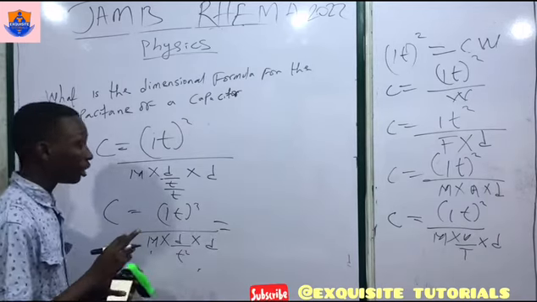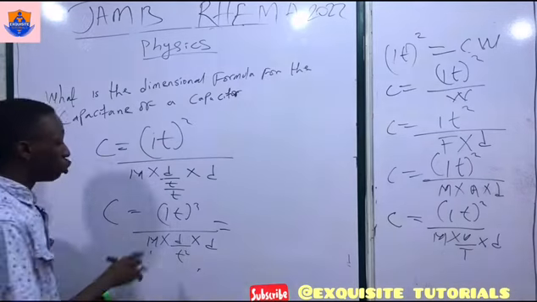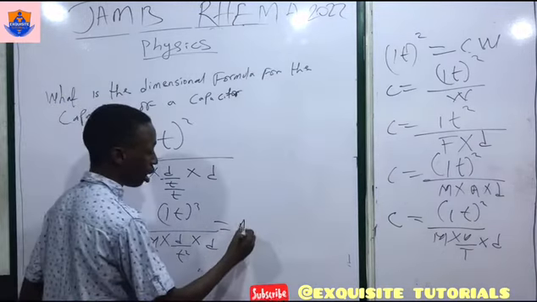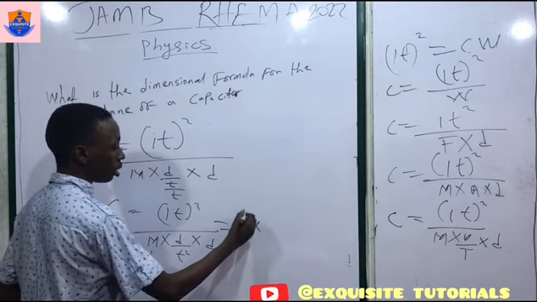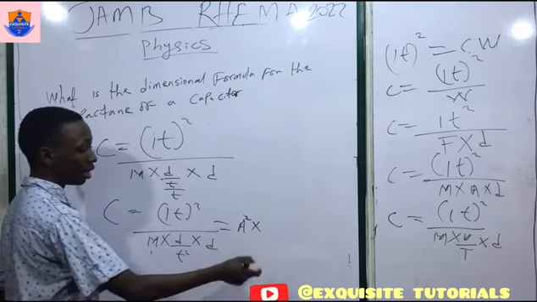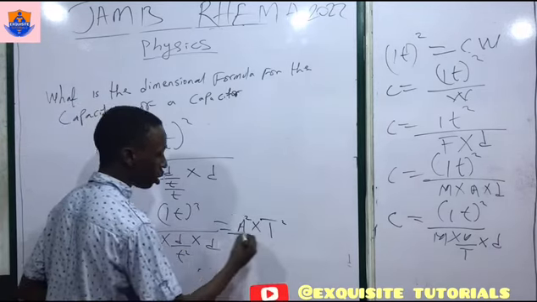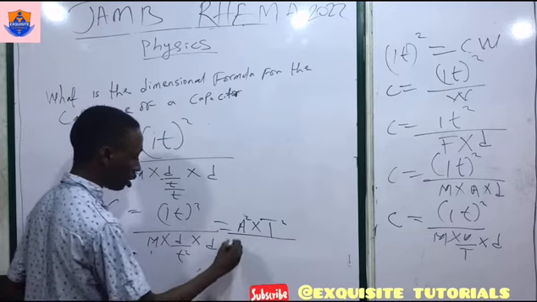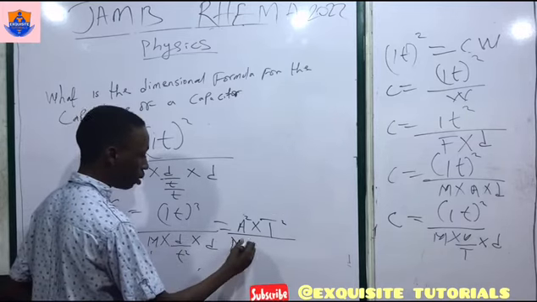Now let's start presenting it in its dimensional form. Current in dimensional form will be ampere, so ampere square. Time remains T square, all over mass remains M, distance remains L.